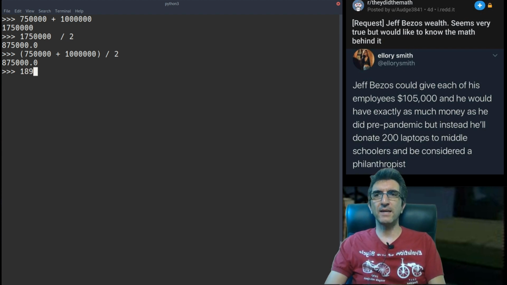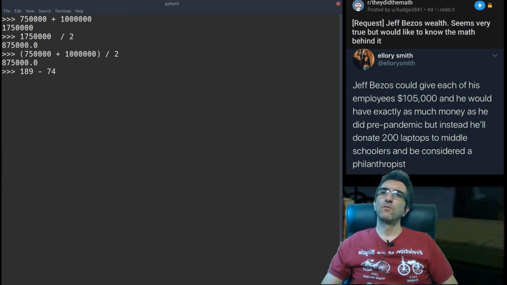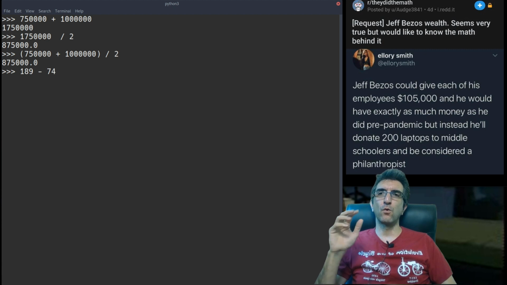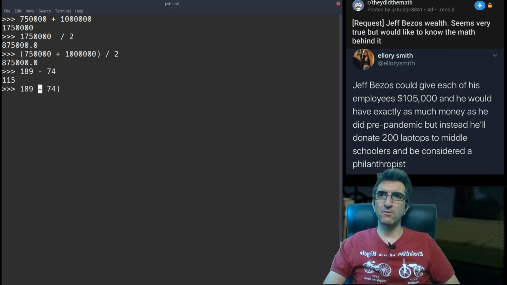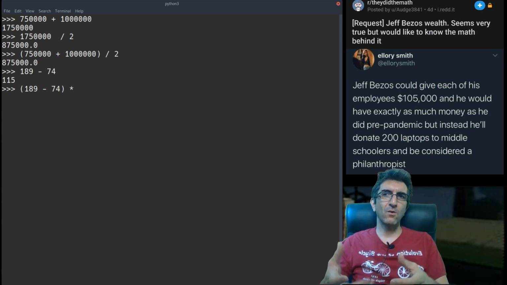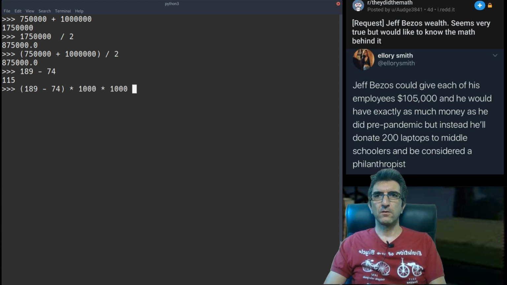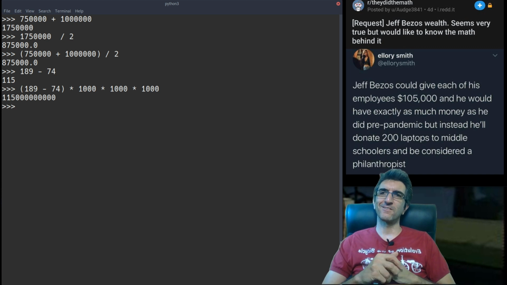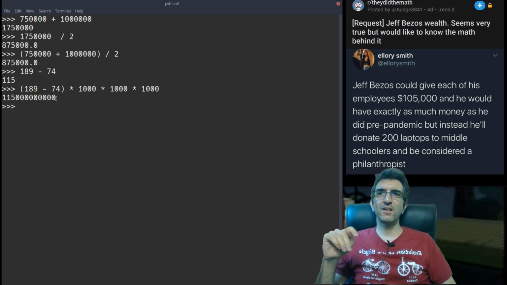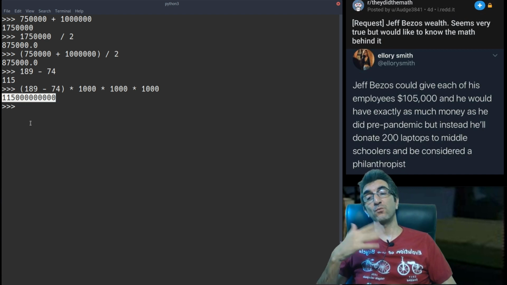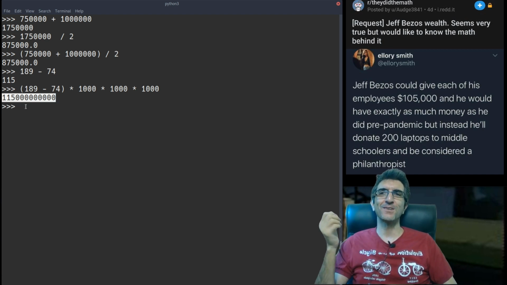be 189 billion minus 74 billion. This is in billions. If I want to show it in real billions, I can do it like this. Okay, now tell it in billions. That would be, this is thousand, this is million, this is billion. This is the answer. So in general, Bezos' wealth increased this much during the pandemic.